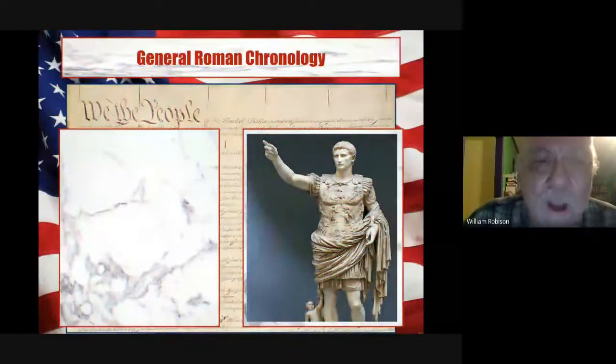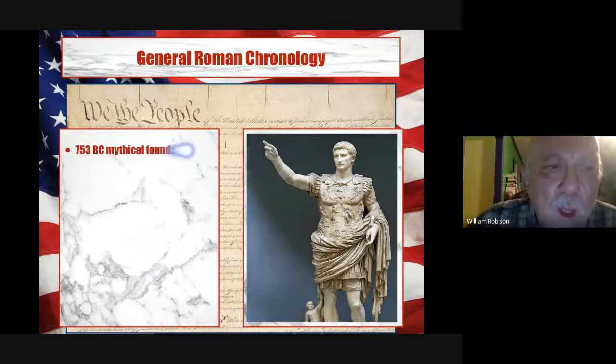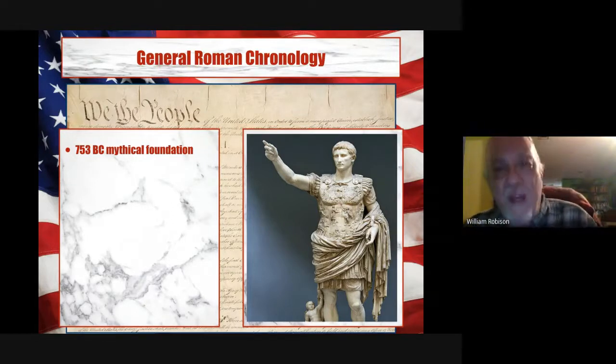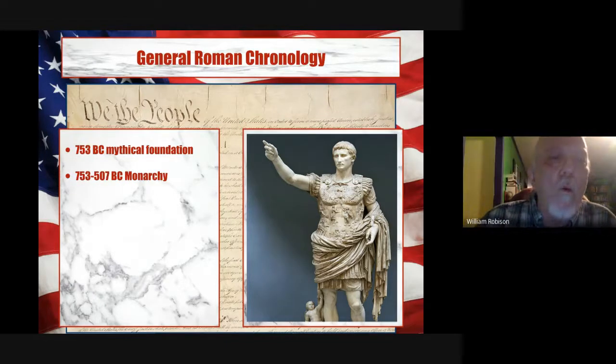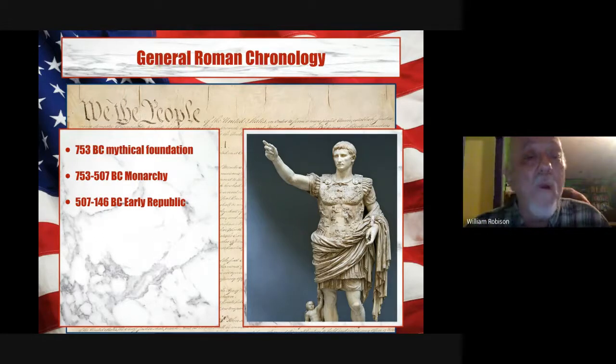Anyway, here is a general Roman chronology before I tell you what it is that the founding fathers derived from Rome. The mythical foundation by Romulus and Remus supposedly takes place in 753 BC, and even if that is mythical, the year is probably pretty close to accurate. Rome was a monarchy from then down until about 507 BC. Well, we know the founding fathers don't want any part of that. In 507, it overthrew the last of the monarchs, and Rome became a republic.